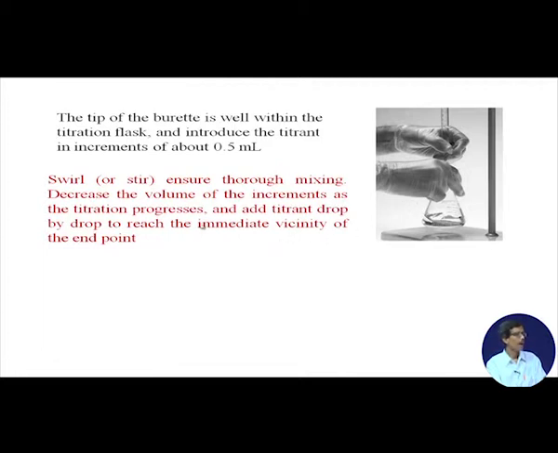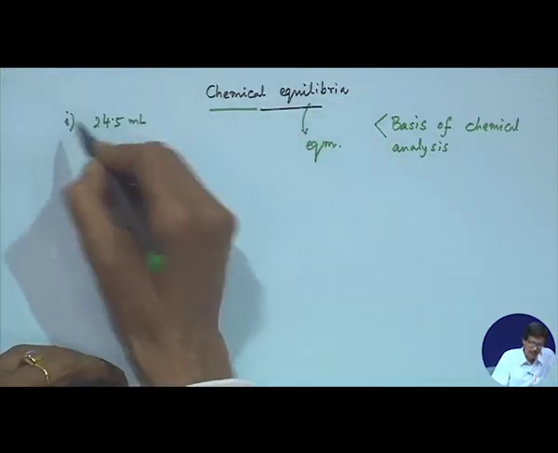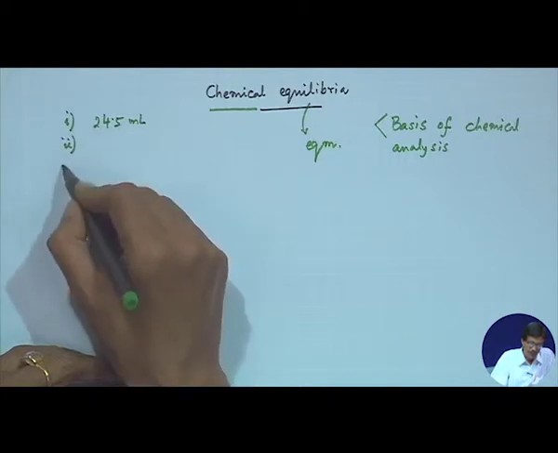So, initially we add the first additions of the titrant quickly, but slowly, as we proceed towards the end, that means after addition of 20 ml or 21 ml of the reagent, as the titration progresses, we should add the titrant drop by drop in the immediate vicinity of the end point. Suppose your end point is coming at say 24.5 ml. So, this is the first titration that we do.